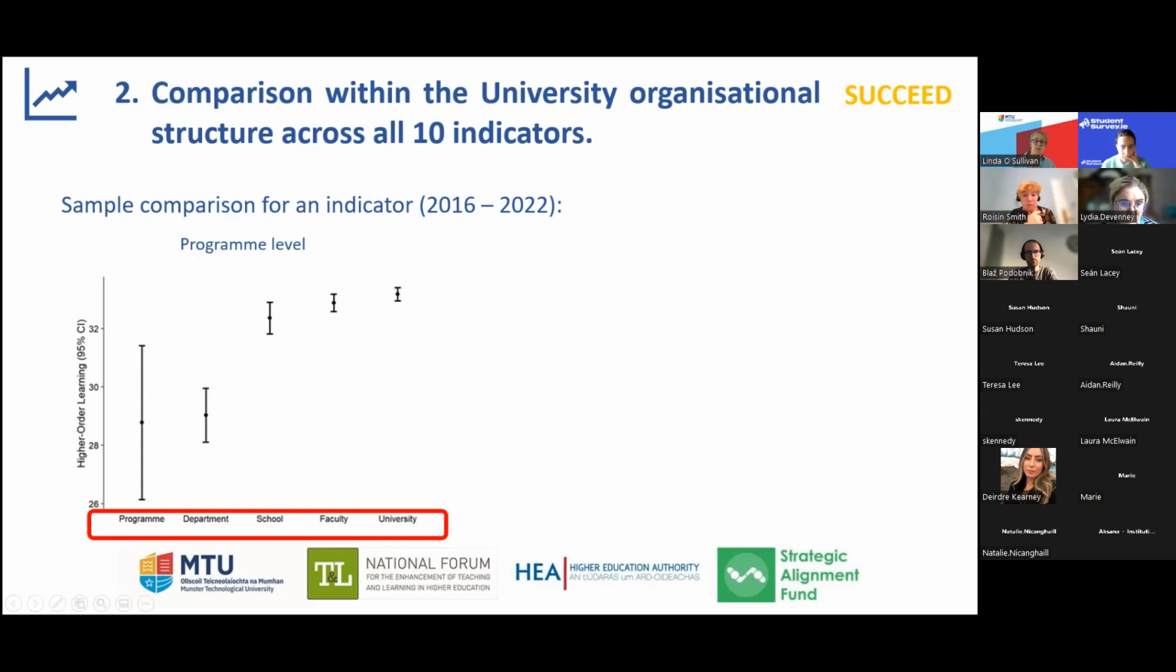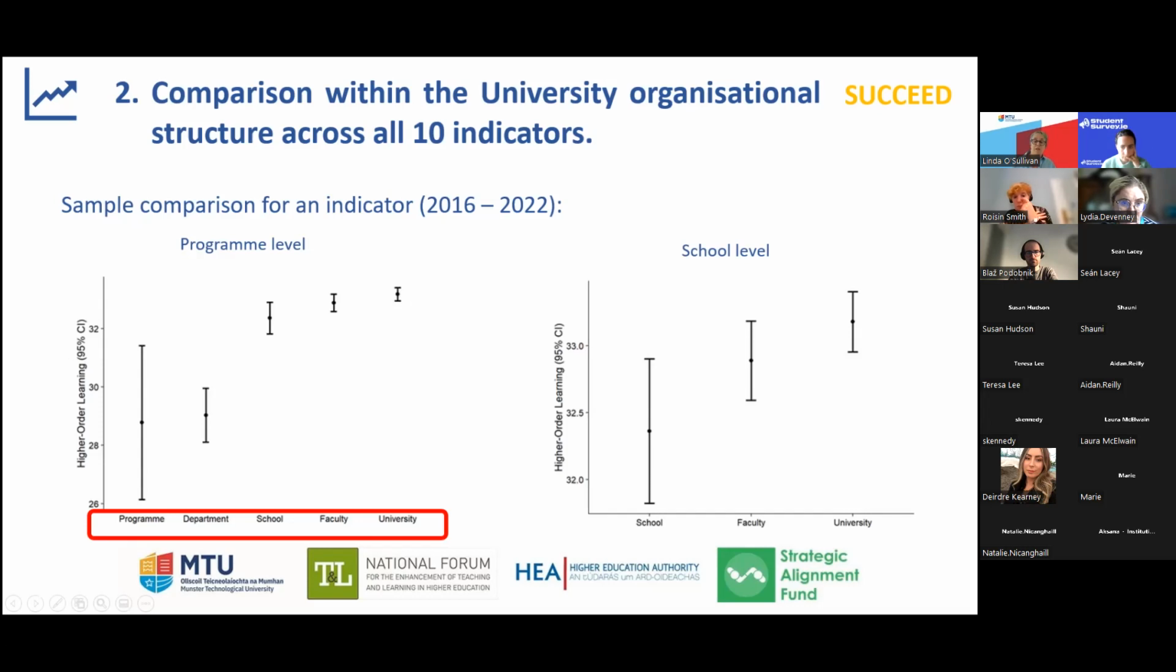Similarly, if this report had been generated at school level, we would be saying that the mean score for higher order learning at the school level is broadly consistent with the faculty and the university itself.